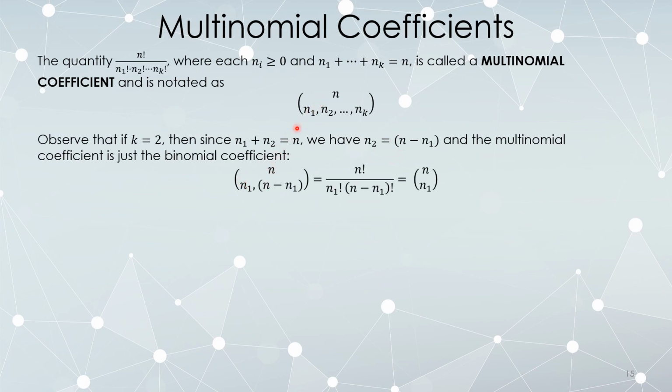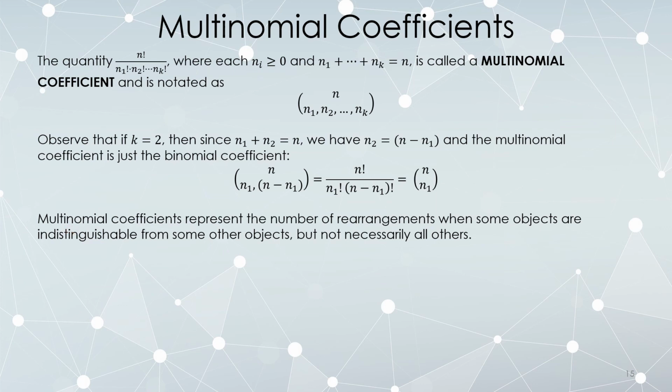According to this notation, you would get n factorial on top, and then all of these factorials on the bottom. But n_2 is the same thing as n minus n_1. So you'd get n_1 factorial, n minus n_1 factorial. But this is exactly the binomial coefficient n choose n_1.